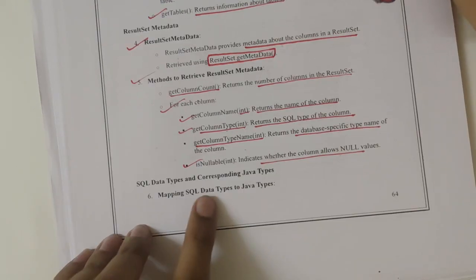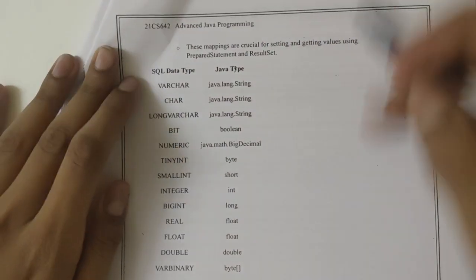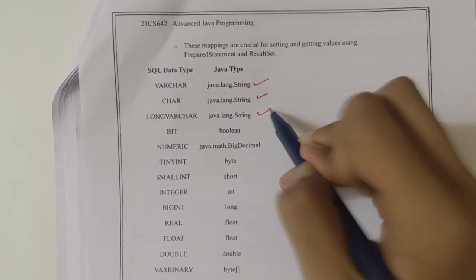Next is mapping SQL types to their Java types. This is a long table which you have to remember, like VARCHAR is java.lang.String, CHAR is java.lang.String, same for LONGVARCHAR.